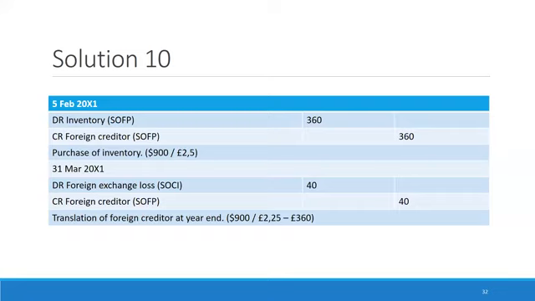We need to provide for an additional 40. So we need to up our foreign creditor by an additional 40, and our contra account would be to debit the foreign exchange loss. Okay, so for the fact that we're going to have to pay more to our foreign creditor, it means that ultimately we are incurring an additional expense as a result.